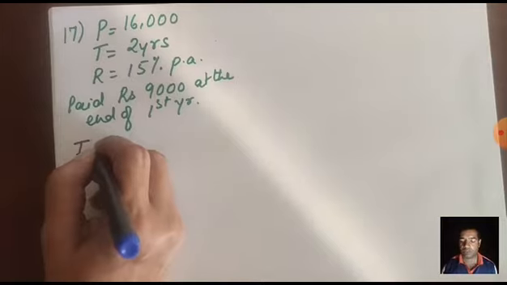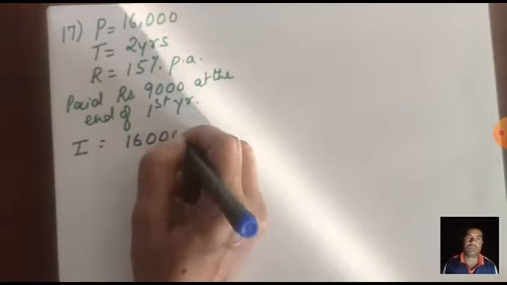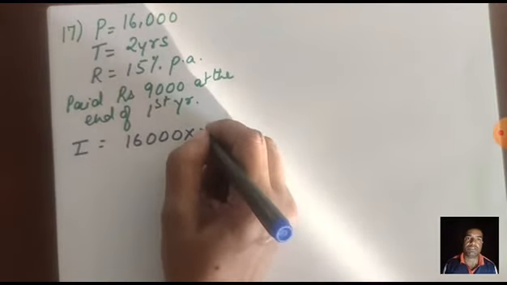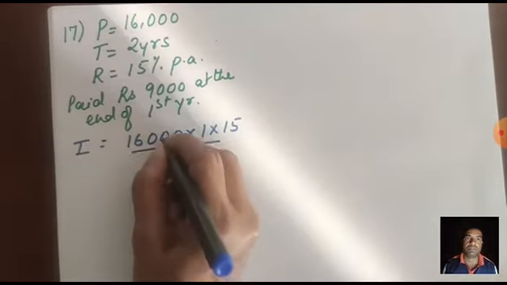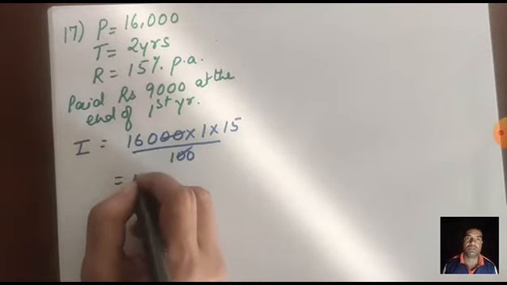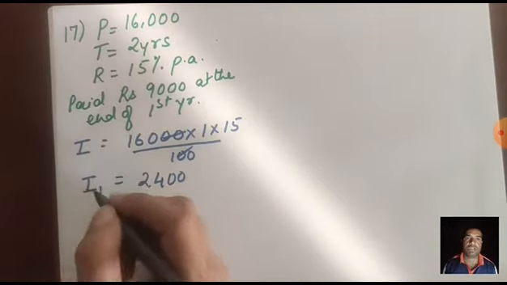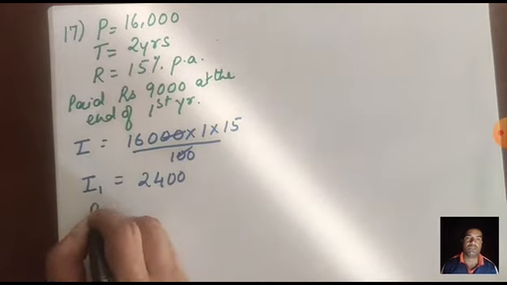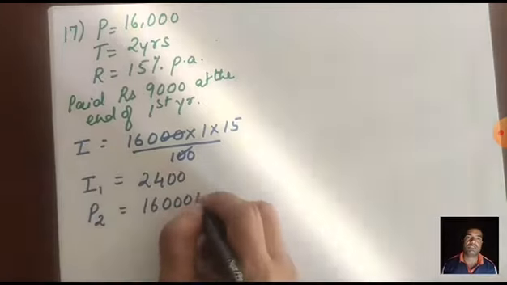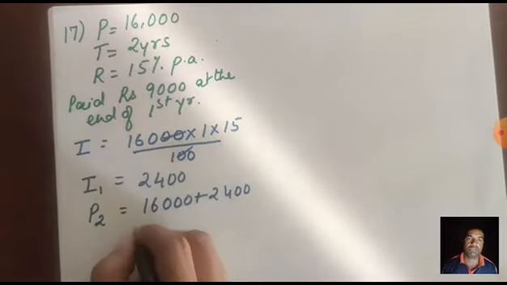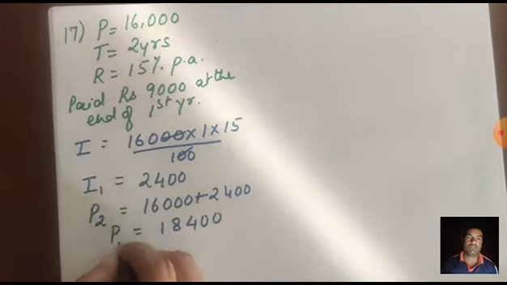So here we will find I is equal to PRT upon 100. Formula we are using: 16,000 into R will be the 15 upon 100, T will be 1. Now 16, 0s get cancelled, 2400. So I1 will be the 2400. So how much interest we got? 2400. So P2 is how much? 16,000 plus 2400. P2 means amount at the first year. This is the principal for the second year, which will be the 18,400.